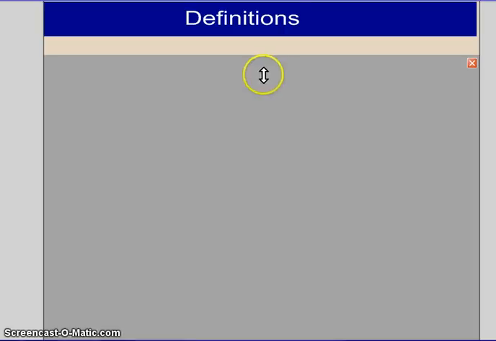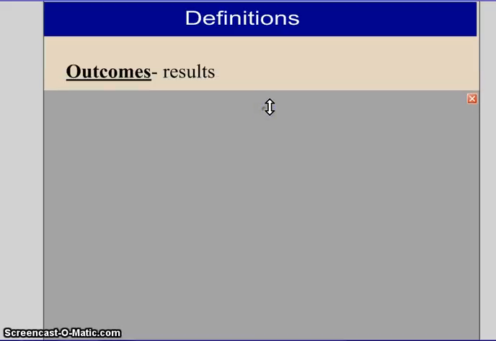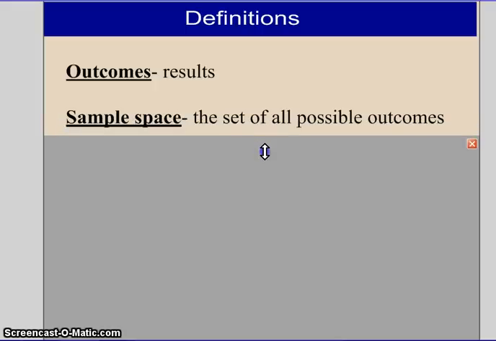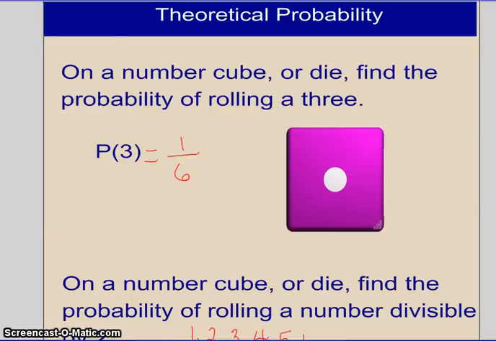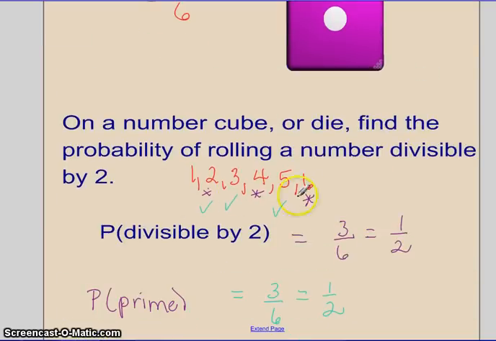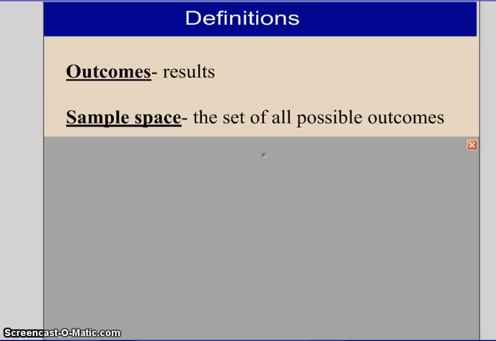So let's talk about some definitions. First, the first definition is outcomes, or the results. The next definition is sample space. This is a set of all possible outcomes. So when I suggested that you list all the possible outcomes with your die, and we listed 1, 2, 3, 4, 5, 6, this is referred to as a sample space, or list of all possible outcomes.